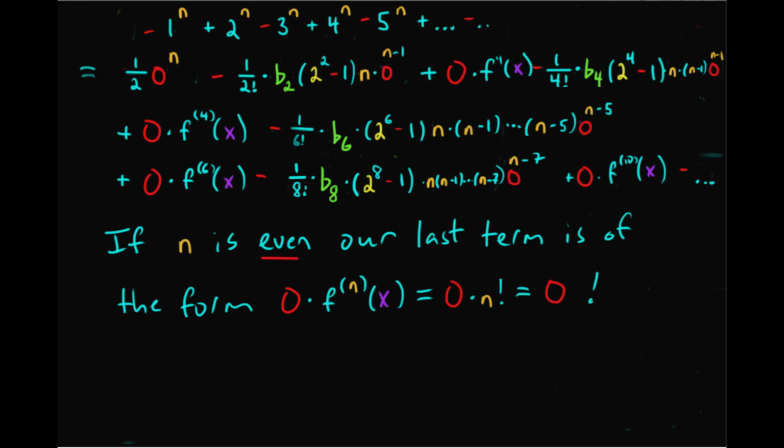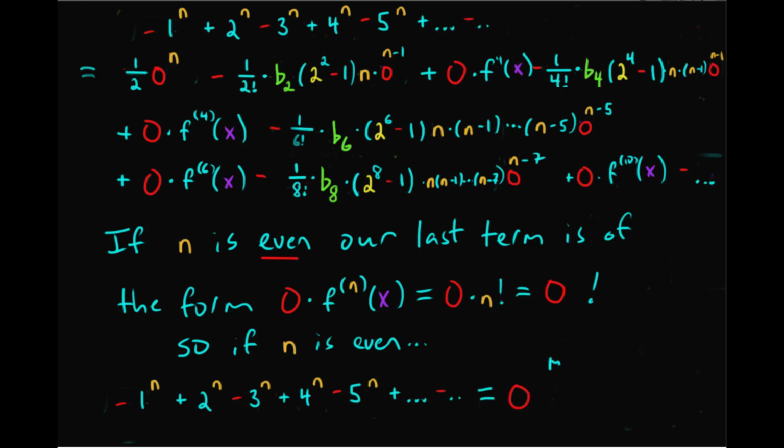So finally, we end up with an equation of the form negative 1 to the n plus 2 to the n minus 3 to the n plus 4 to the n minus 5 to the n plus dot dot dot minus dot dot dot equals 0. And then when we multiply both sides of the equation by negative 1, we get our final form, if n is even: 1 to the n minus 2 to the n plus 3 to the n minus 4 to the n plus 5 to the n minus dot dot dot plus dot dot dot equals 0.